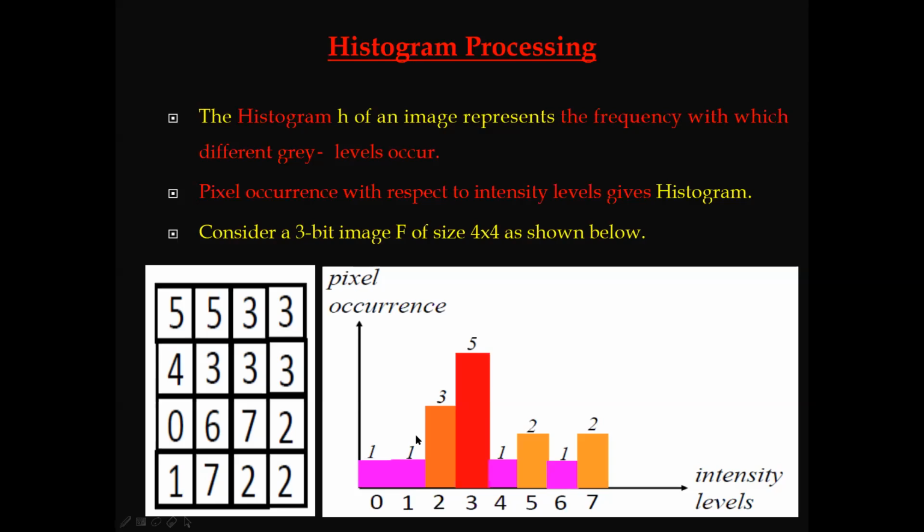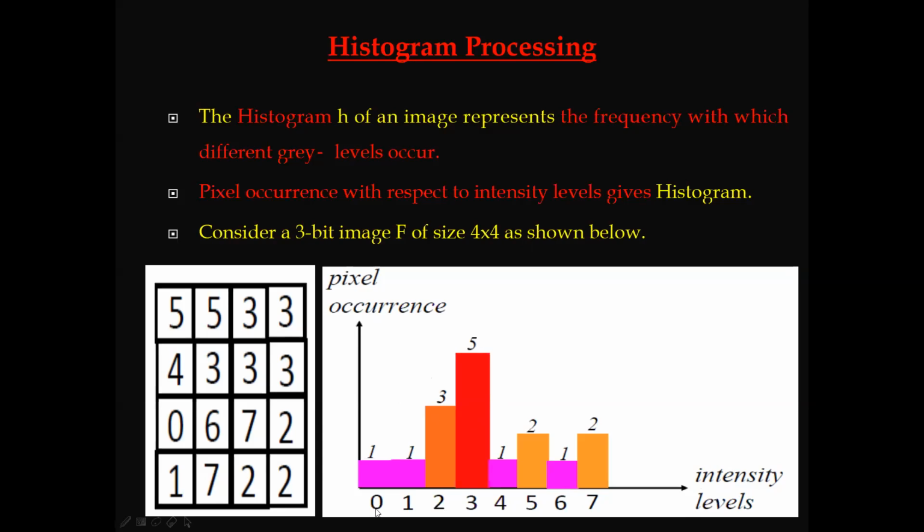So what is a histogram? You can see this is the graph. Now the graphical representation of the occurrence of the pixels we can call a histogram. In this figure, on the x-axis we are taking the pixels, meaning intensity levels, and we show how many times these intensity levels occur.